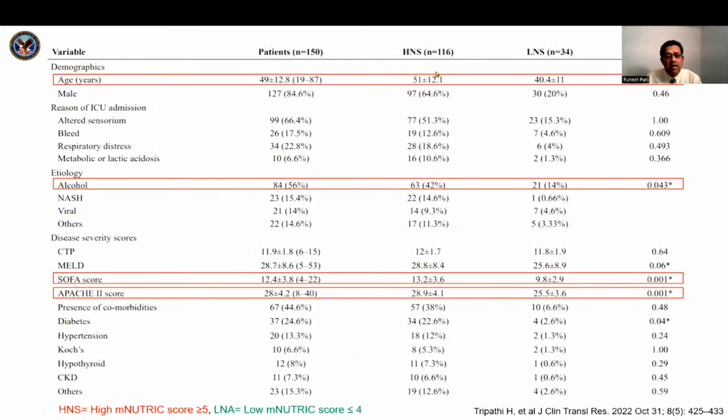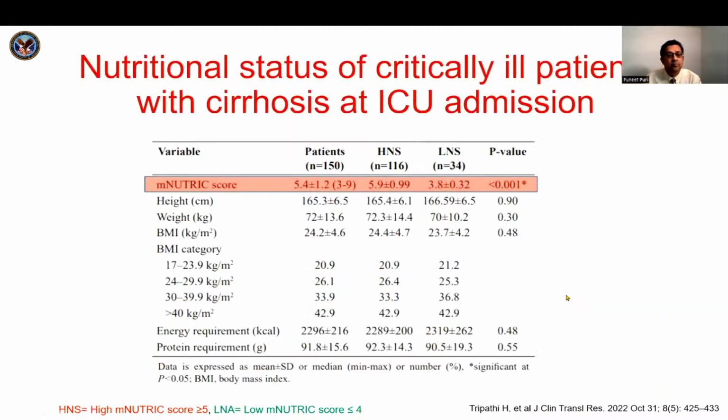Notably, those with a higher NUTRIC risk score were older than those with the low NUTRIC risk score. Also, the predominant etiology in the high NUTRIC risk group was alcohol-related cirrhosis, and as expected, their SOFA and APACHE scores were significantly higher compared to the low NUTRIC risk group. Here is a breakdown: the mean score was 5.9 in the high NUTRIC risk group, compared to 3.8 in the low NUTRIC risk group.